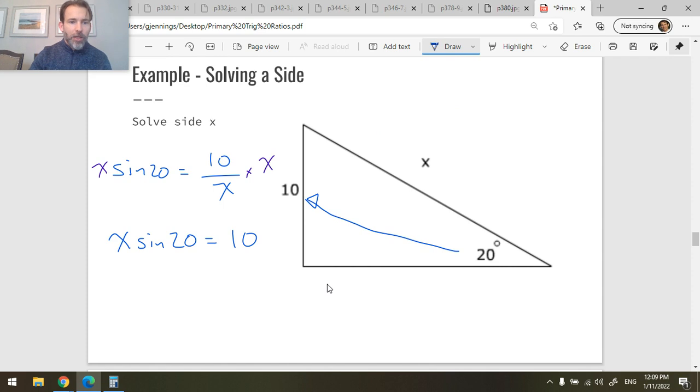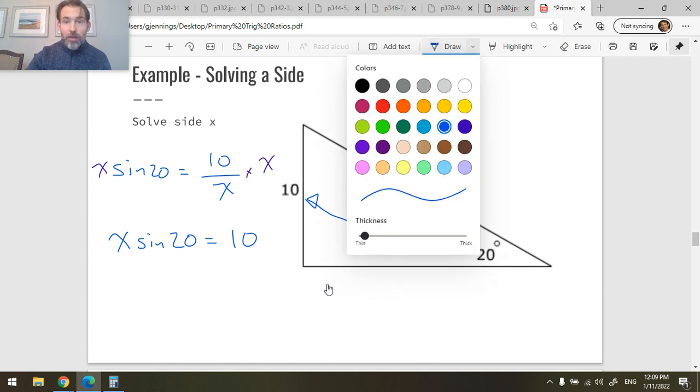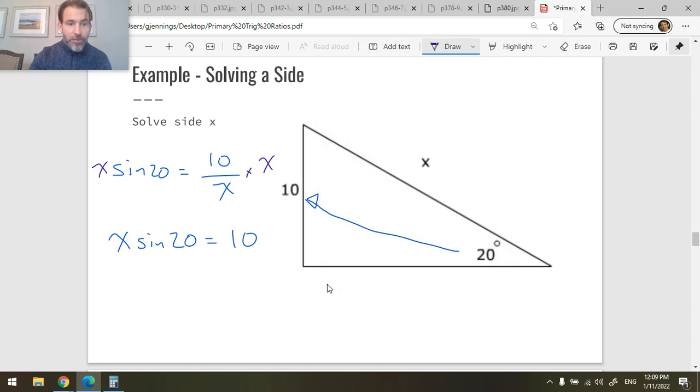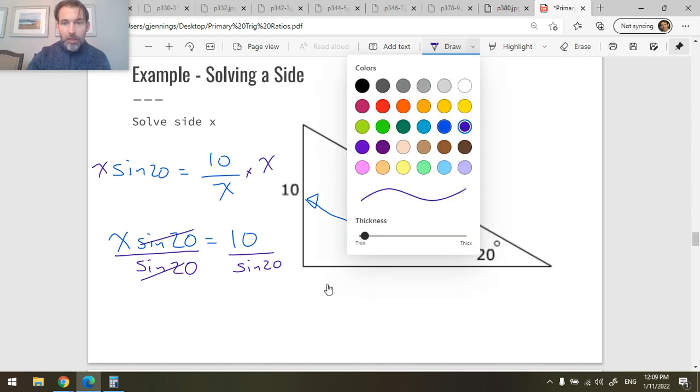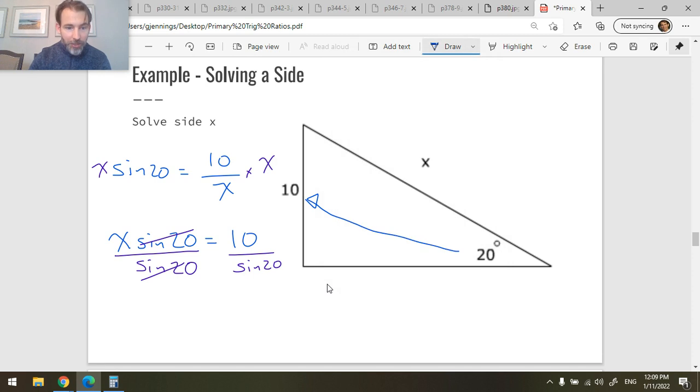Okay? But I don't care what x times sine 20 is. I care what x is. So now I go ahead and divide both sides by sine 20. Remember, the sine of 20 is just a number. So I can do that. This cancels this, and I'm left with the last line. This is what I can punch on my calculator. X equals 10 divided by the sine of angle 20.